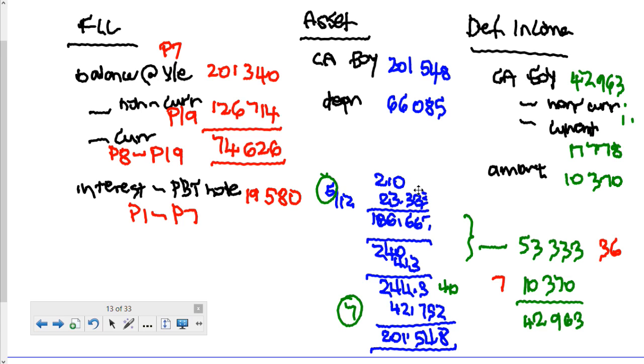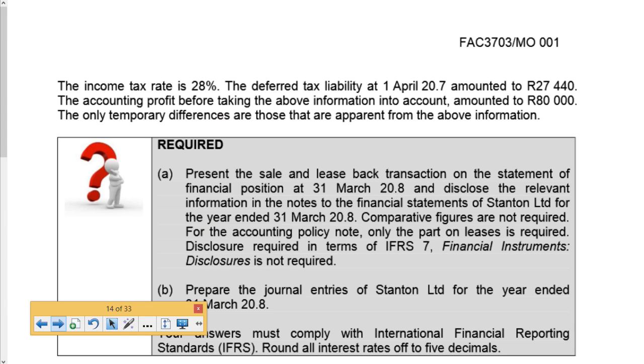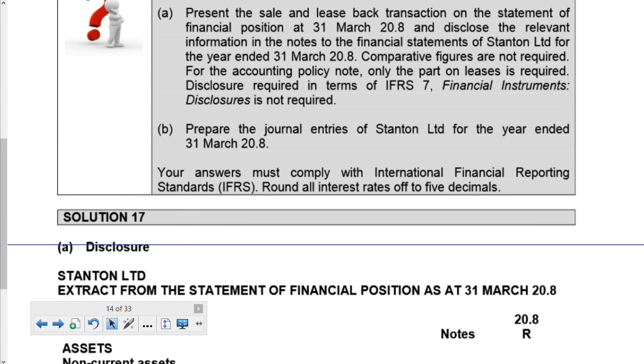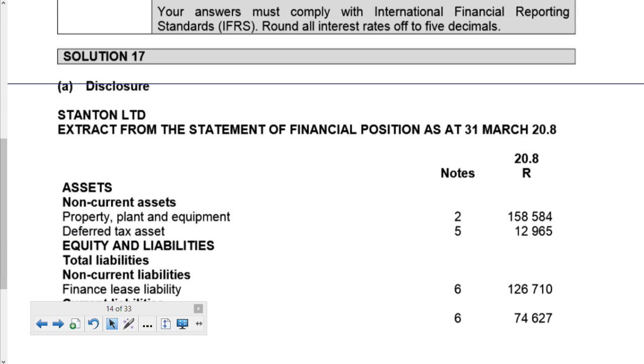So that's a finance sale and lease back. So it looks like a finance lease still. What you'll see is that it looks like a finance lease. They ask you to prepare the notes, but they miss some notes. I don't understand really. Let's just go through them and see what they've got. They start with the statement of financial position.